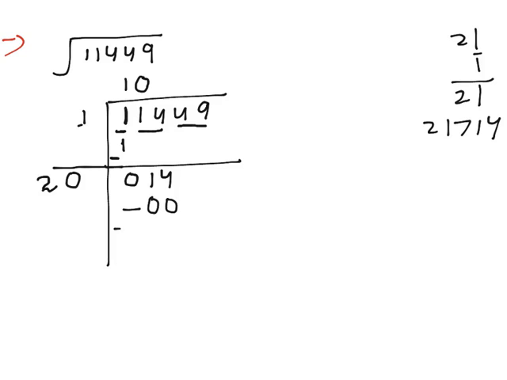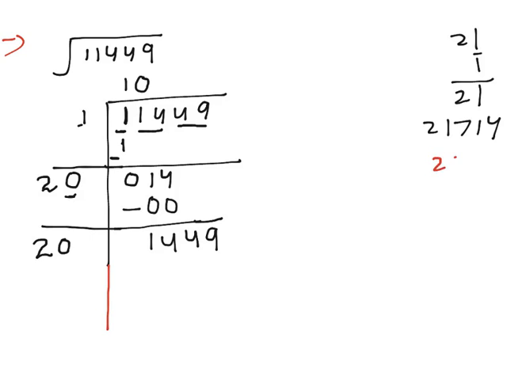Then the next step is we will subtract. Then we will copy 4, 9. So the next step is we have to double the new digit, and the double of 0 will remain 0 only. So we will write 2, 0. Now we have to find a digit that, if we multiply, will give us the number 1449 or less than that.